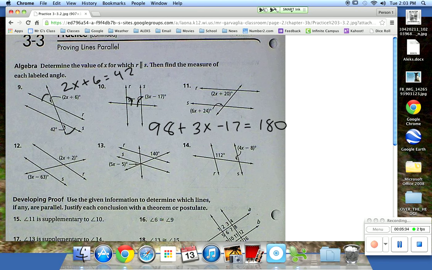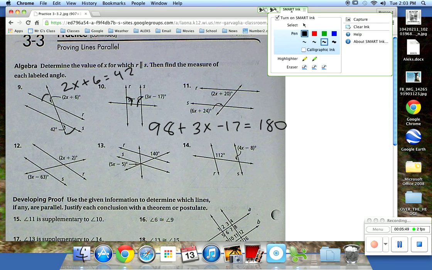You have to look to see if it equals 180 or if they are the same angles. And if they're the same angles, then you set them equal to each other and you solve for x. All right? That's what your homework's going to be like, guys.